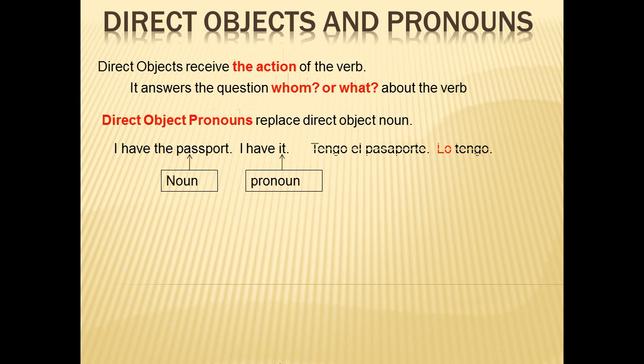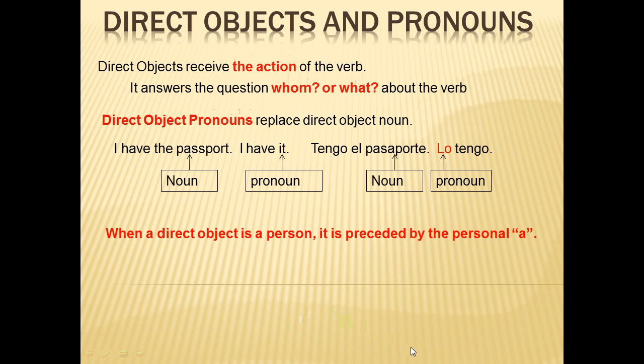Now, in Spanish, it's a little different. In Español, tengo el pasaporte. I have the passport. Again, passport is still the noun. It's masculine. So it in Spanish is lo. And in English, it goes after. In Spanish, it goes before. Make sure you write down those examples as well on your notes.